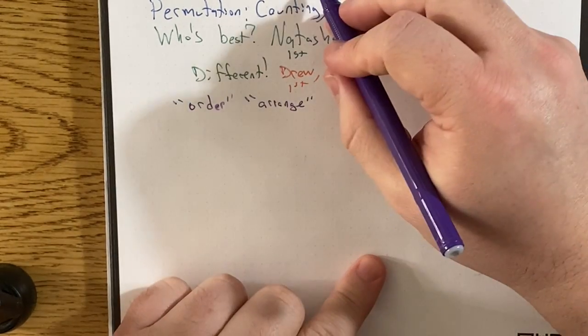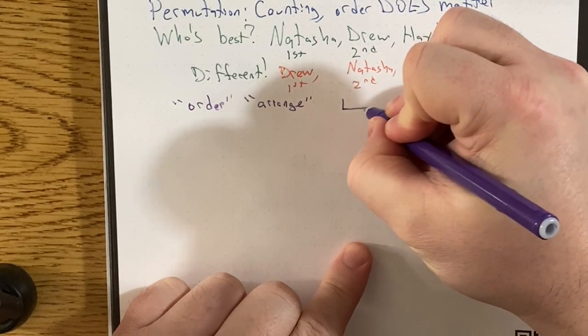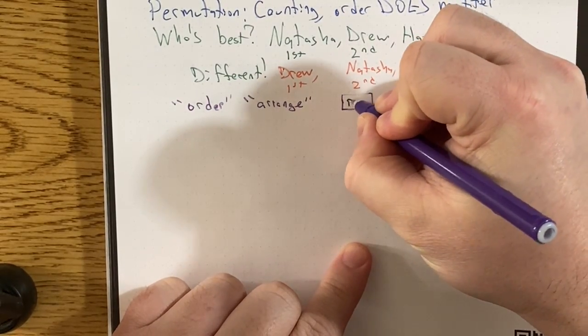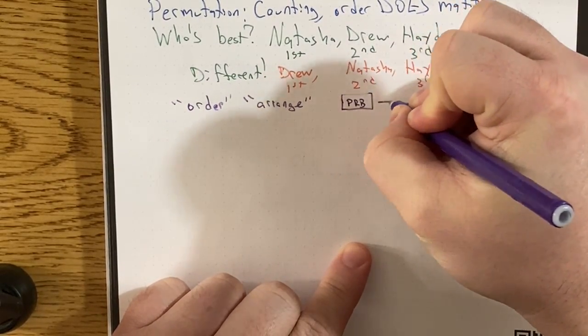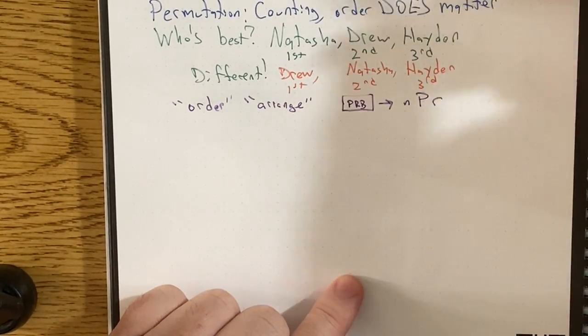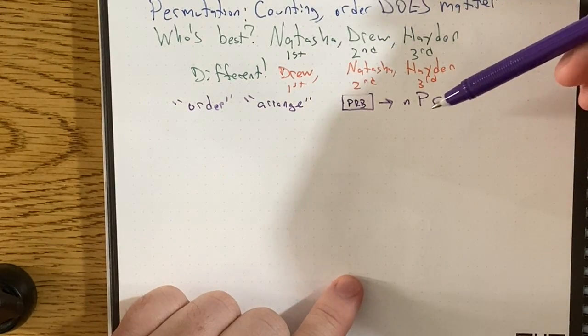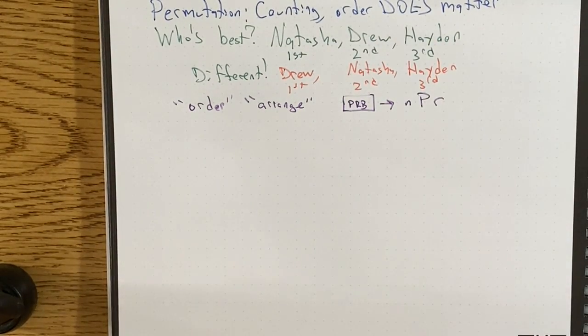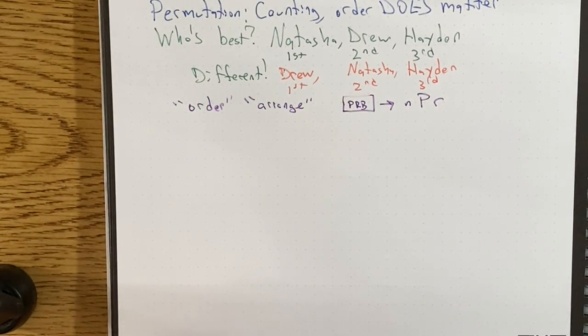The button on the calculator, once again, is PRB, and then you're going to use NPR. I don't know why I just said that. All right, we're going to go into this in a little bit.